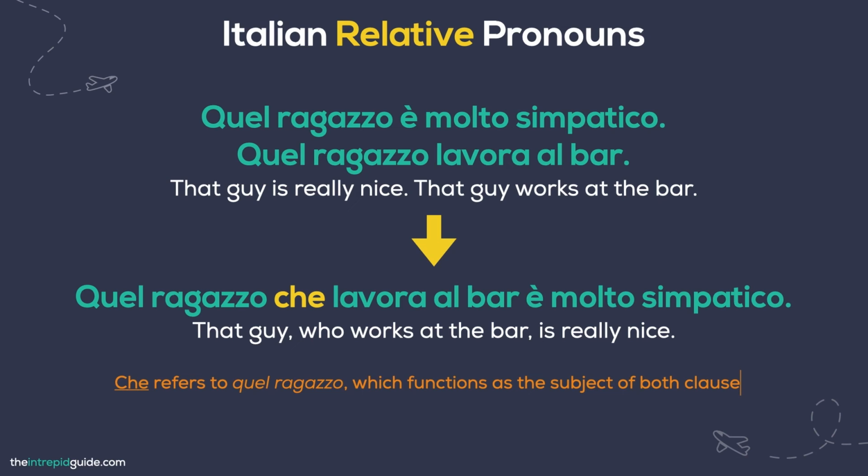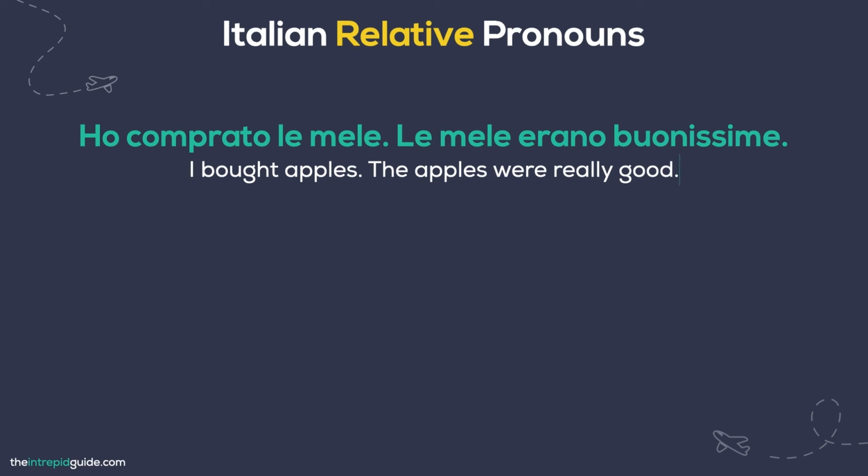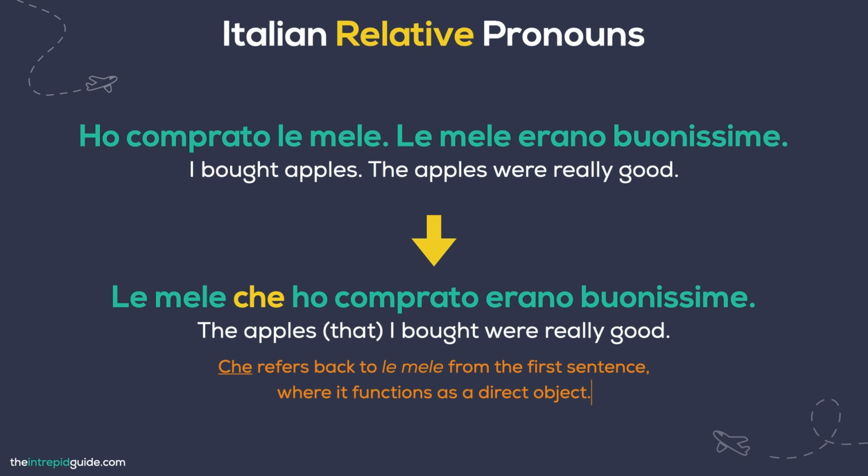The next example is, Ho comprato le mele. Le mele erano buonissime. I bought apples. The apples were really good. This becomes, Le mele che ho comprato erano buonissime. The apples I bought were really good. Here, che refers to le mele from the first sentence, where it functions as a direct object.